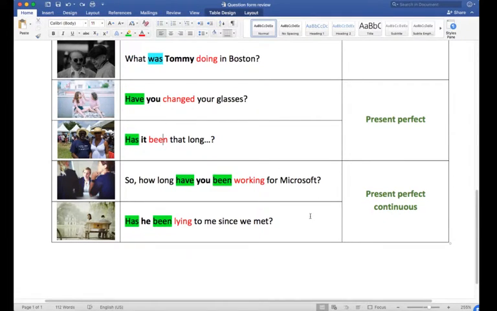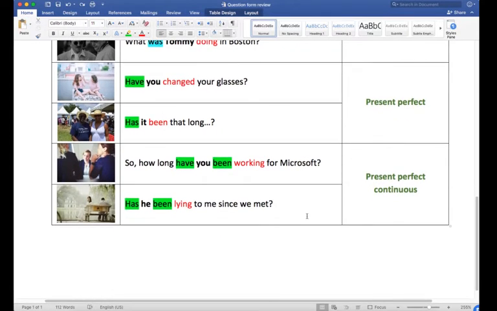Now, for present perfect continuous, it's a little bit more complex because now we actually have two auxiliaries. So the beginning is the same, have or has, and then we have the subject, but then we also have the past participle of verb to be. And only after that, we get our verb plus ing. Okay? So have you been working? Has he been lying?